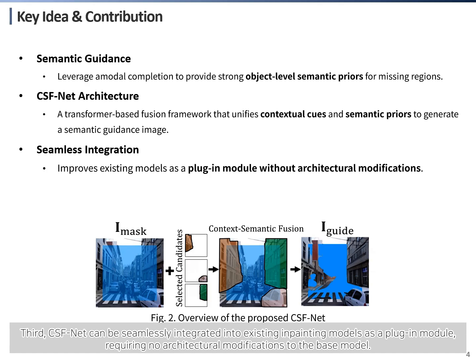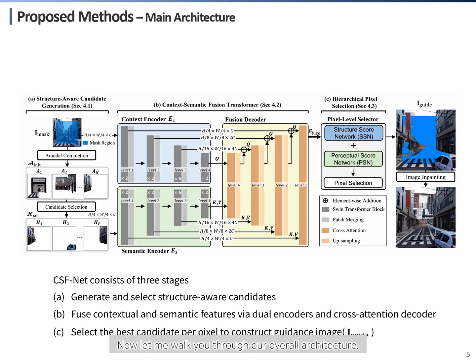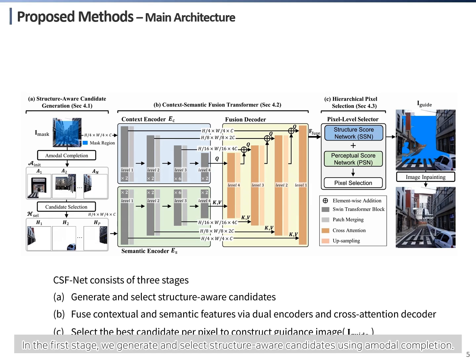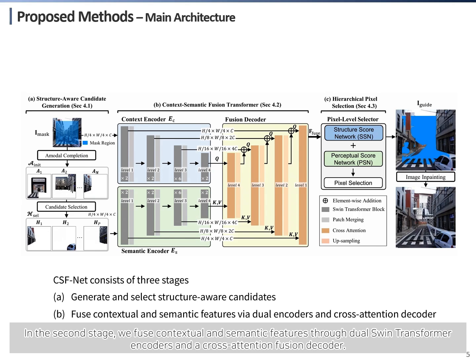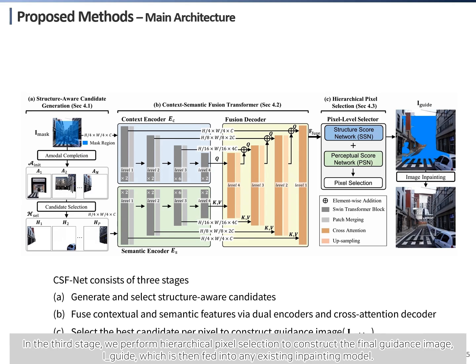Let me explain our overall architecture. CSF-Net consists of three stages. Stage A, we generate and select structure-aware candidates using a model completion. Stage B, we fuse contextual and semantic features through dual-stream transformer encoders and a cross-attention fusion decoder. Stage C, we perform hierarchical pixel selection to construct the final guidance image, I-guide, which is then fed into any existing inpainting model.